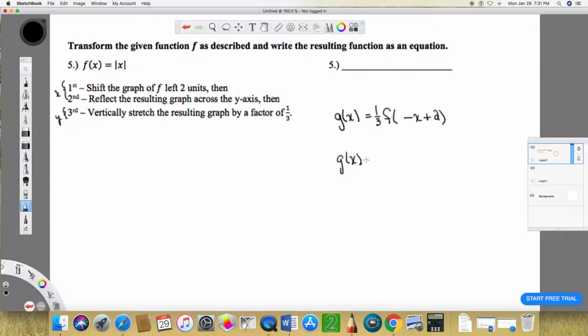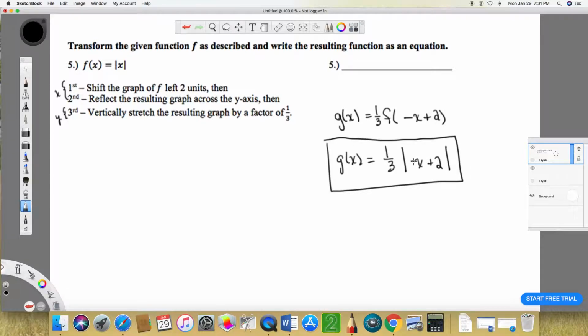So I'm going to take 1/3. Now f is not a variable. F is the absolute value function. This is telling us to take the absolute value of whatever's between the parentheses. Here it's negative x plus 2. So that's our answer: 1/3 times the absolute value of negative x plus 2. So I hope that helped.